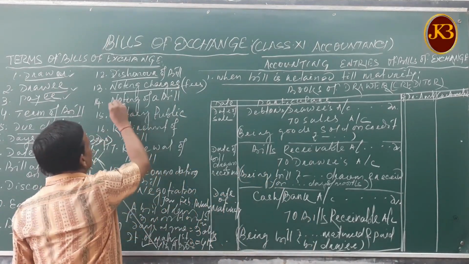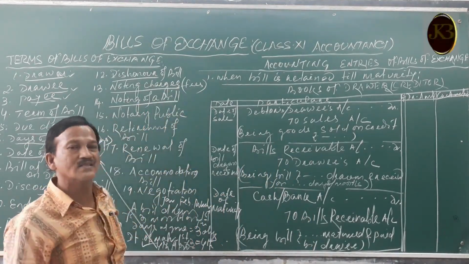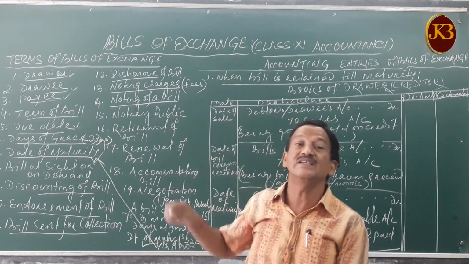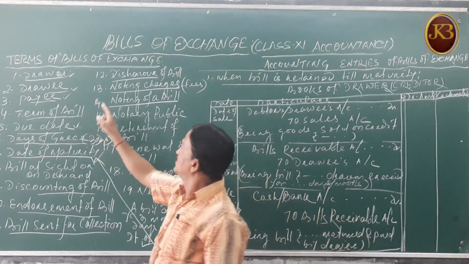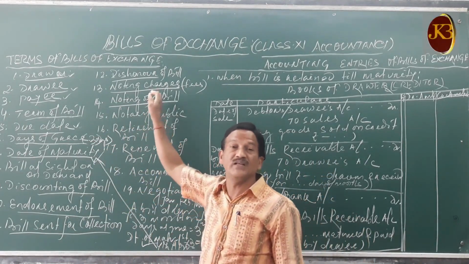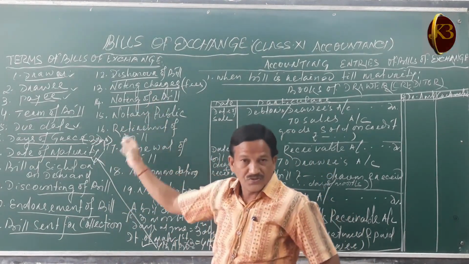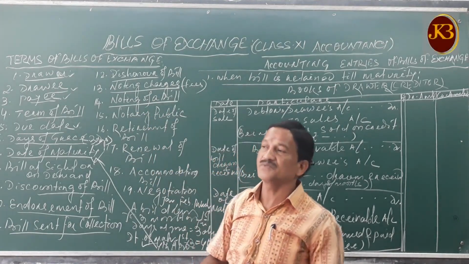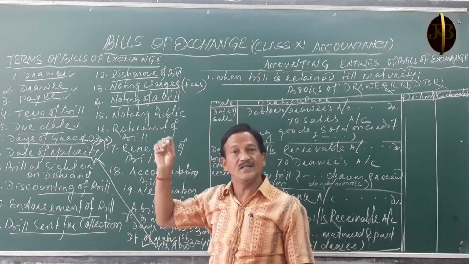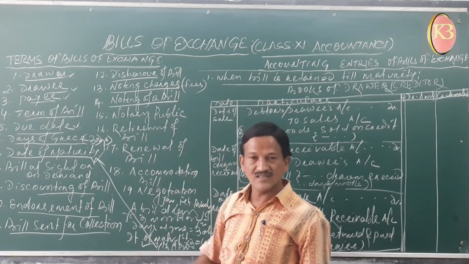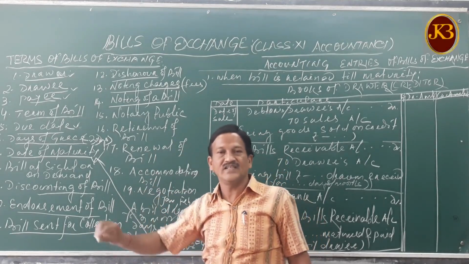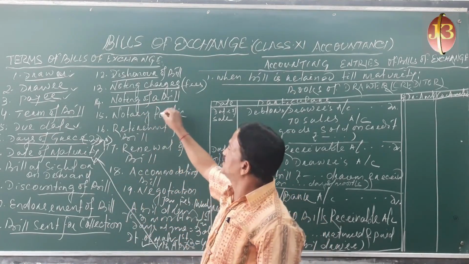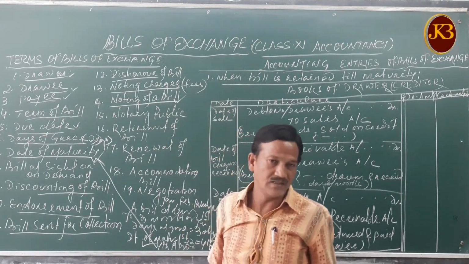Then noting of the bill. Noting of the bill means the notary public makes a noting of the dishonor of the bill. The notary public, who is the legal officer, sees the detailed terms and conditions of the bill, then puts his signature, cancels it and writes the dishonor of the bill. That means he notes the bill is dishonored; that is called noting of the bill.